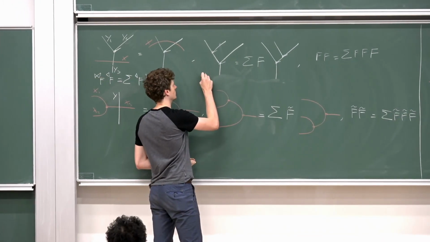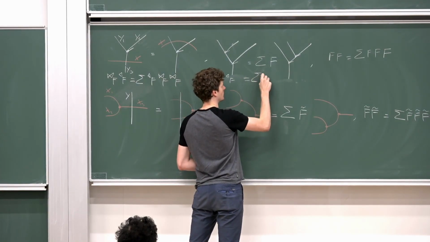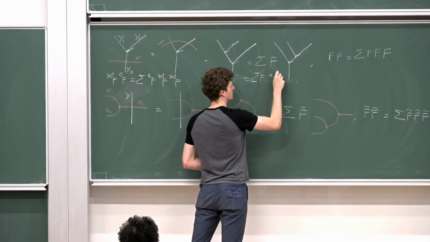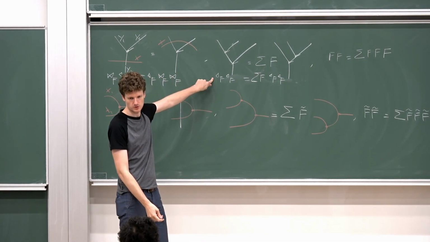So let me look at this one. This is sum over f of this. This is another pentagon equation for the bimodule.